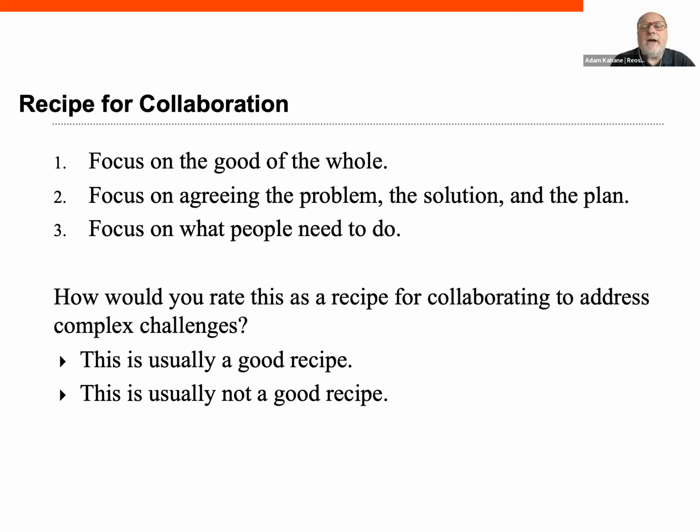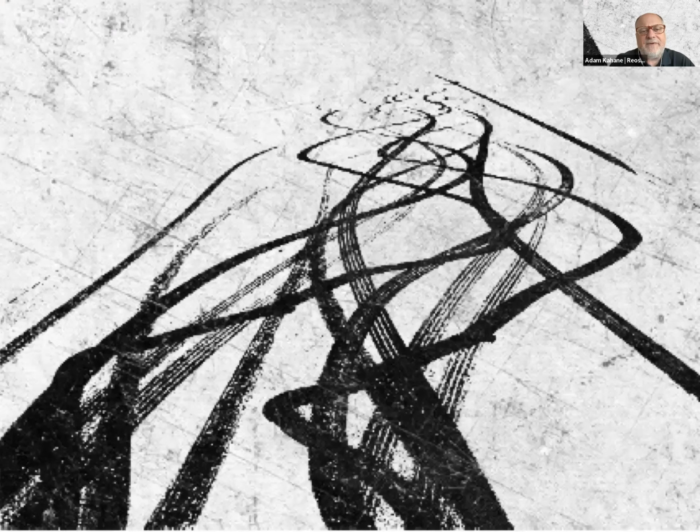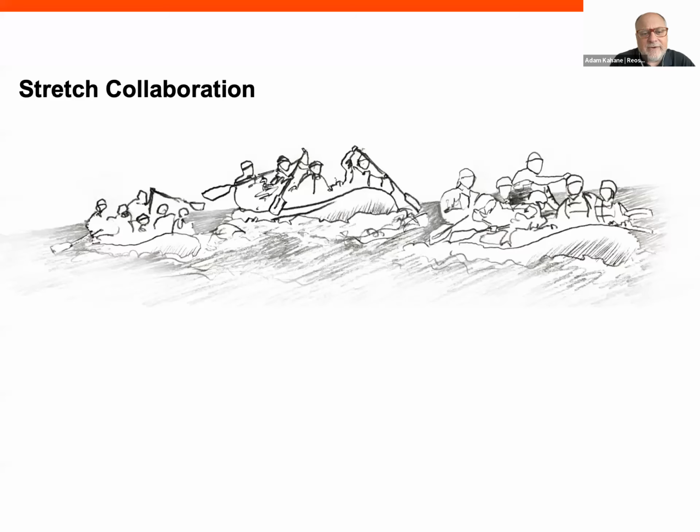Okay, so 57% of you said this is usually a good recipe. 43% said this is usually not a good recipe. This is a trick question. It is in general not a good recipe, and specifically in contexts that are out of control, that cannot be controlled, where we don't have control over the situation or what will work or doesn't work, and particularly where we don't have control over the other actors.